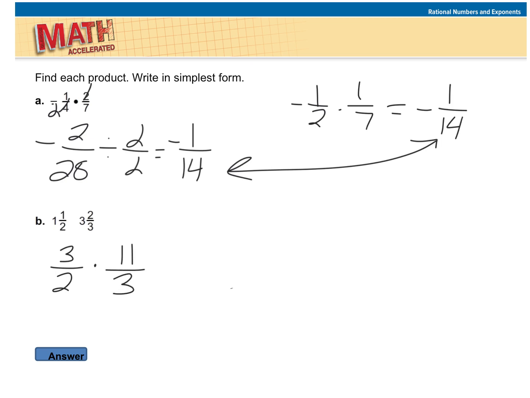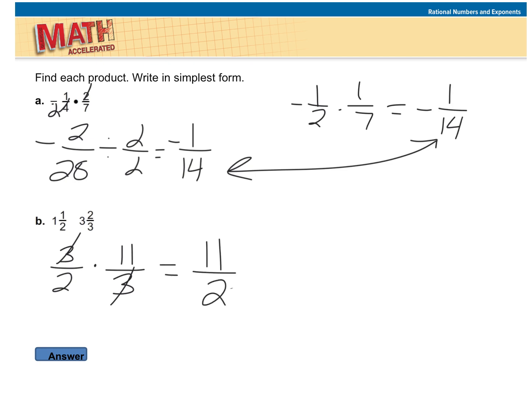We can multiply straight across, but what is easier? Simplify. What can simplify? What crosses out? The 3's are gone. Can anything else reduce? Nope, 2 doesn't go into 11, so we can't do that. So what do I have left on the top? 11 over 2. Is that in simplest form?